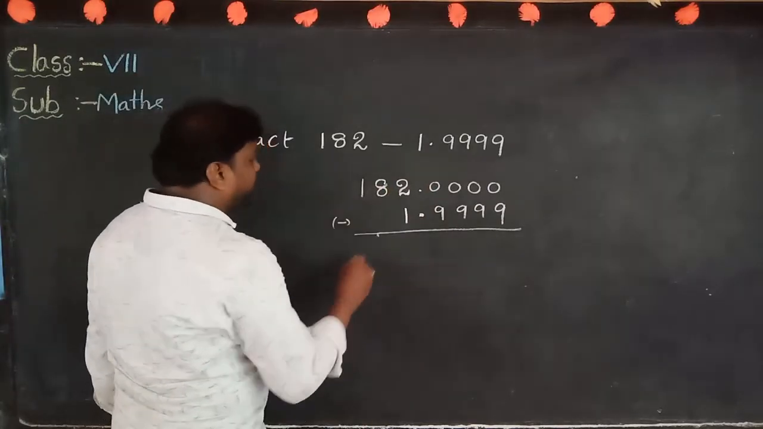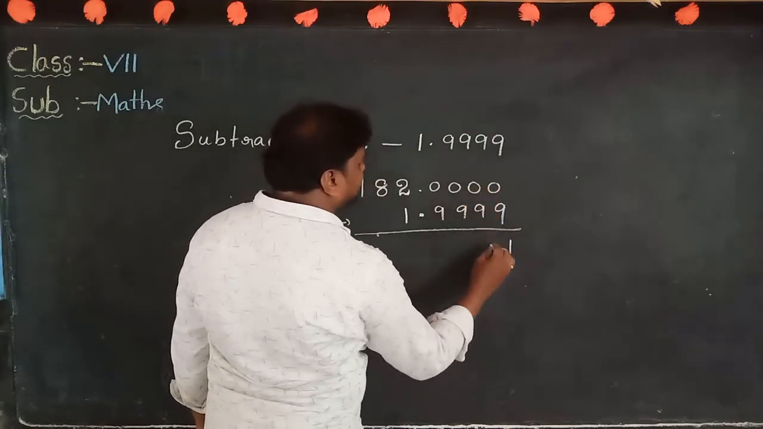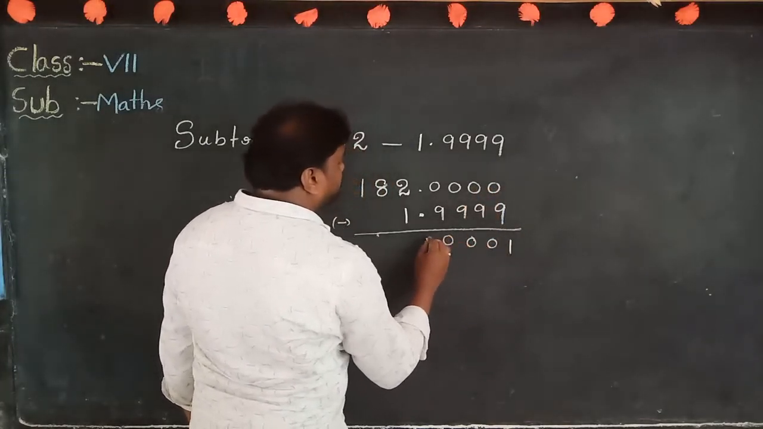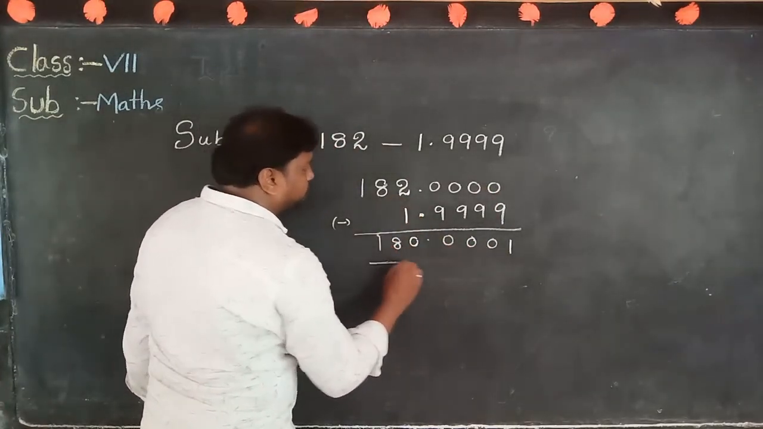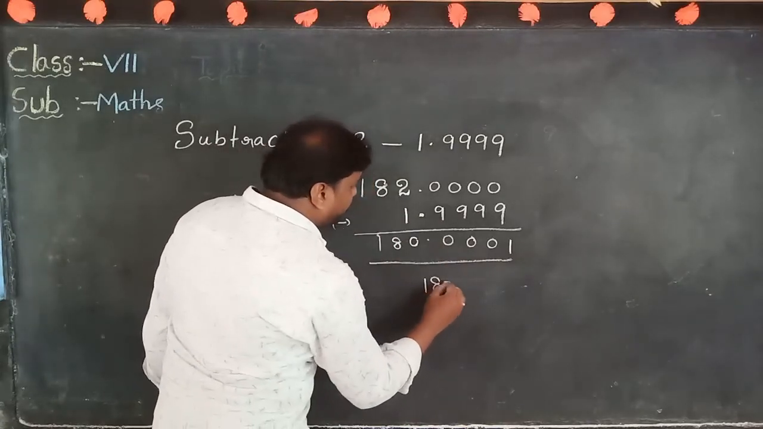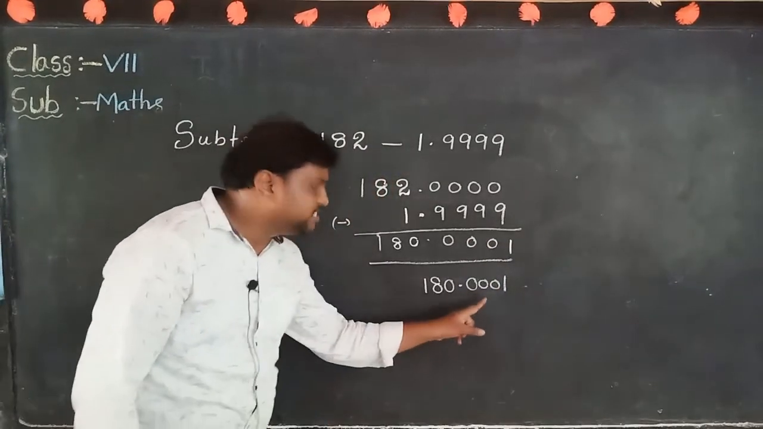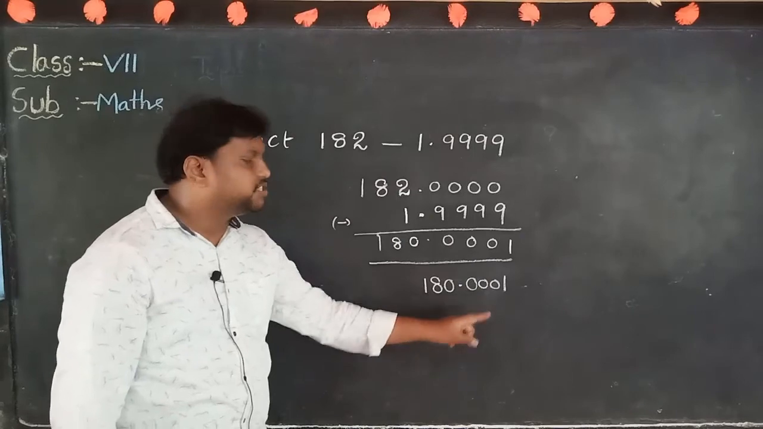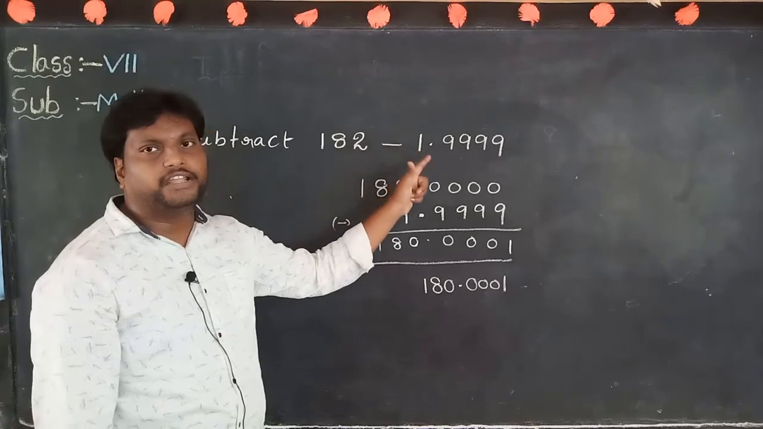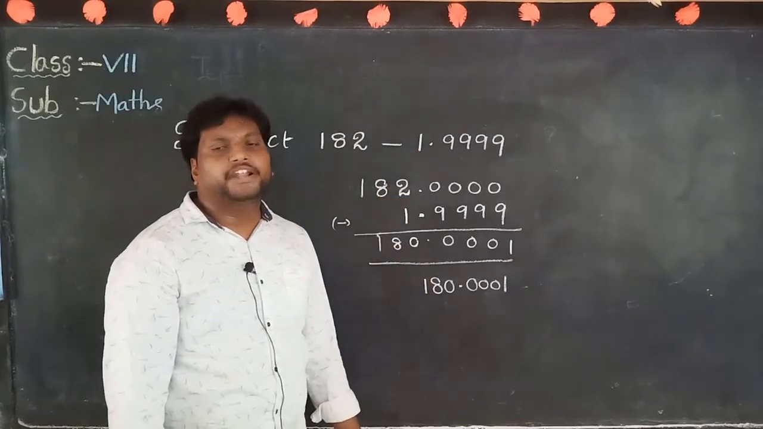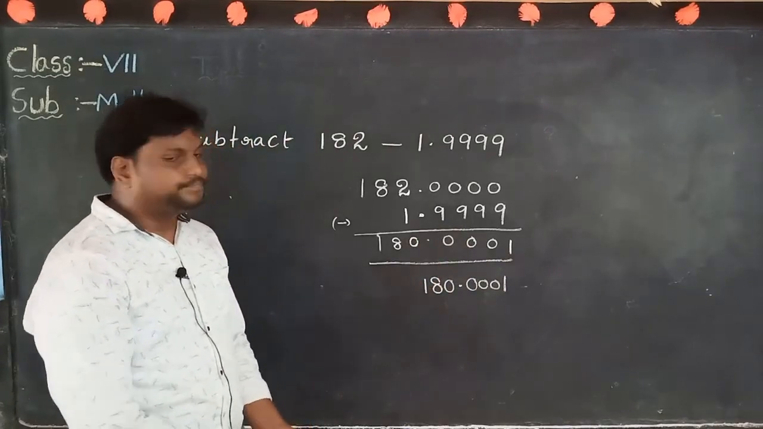Now do the subtraction. 10 minus 9 is 1. Here 10 minus 9 means 9 minus 9 is 0, 0, 0. Here the value is 1, and 1 minus 1 is 0, and 8 and 1. See, what is the answer? 180.0001. Here zeros after the point are there and the last 1 also, that's why these zeros are also valid. When you have only the whole part, take zeros after the point, then operate the given operation.